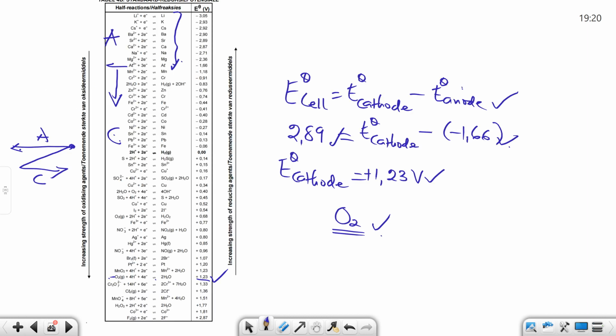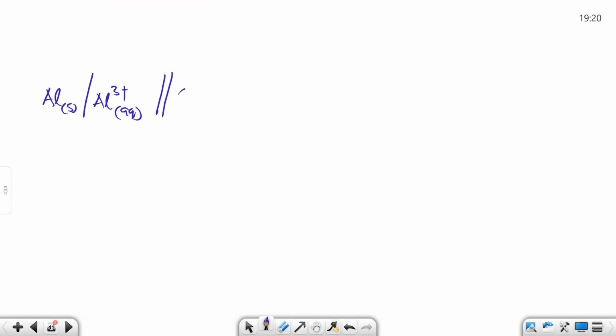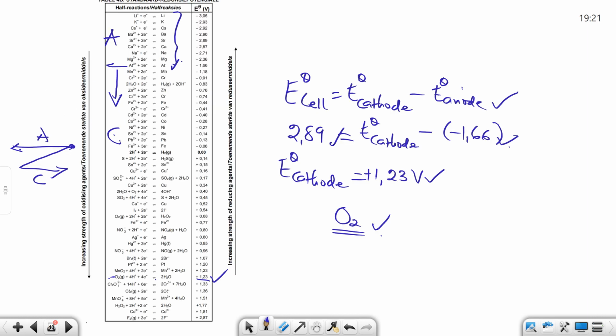We start from O2. Is that okay? We go to 4H. So what do we have? O2 gas. We don't write the 4. H+, which is what? Aqueous. Are you with me? Relax, guys. We don't write the 4. The 4 is just for balancing.